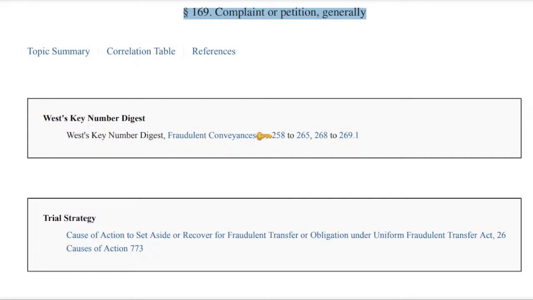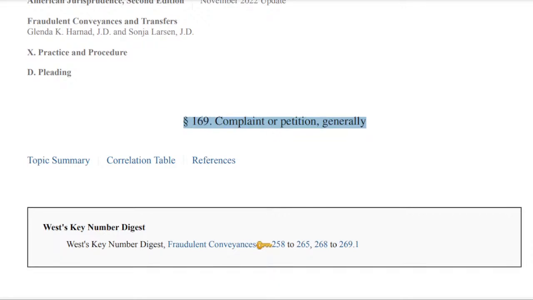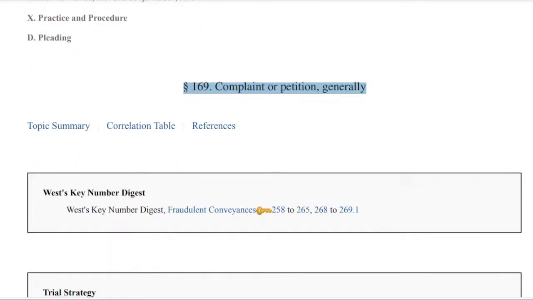We're going to be going over this from the 2nd edition American Jurisprudence, November 2022 update, and this is section 169, complaint or petition, generally.